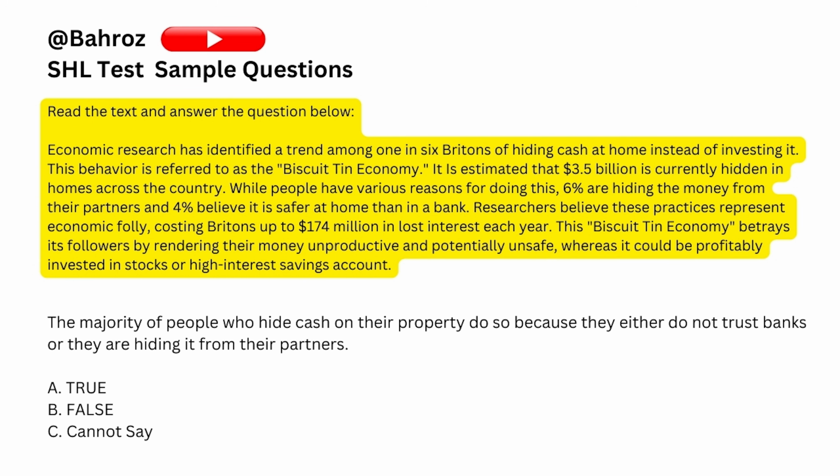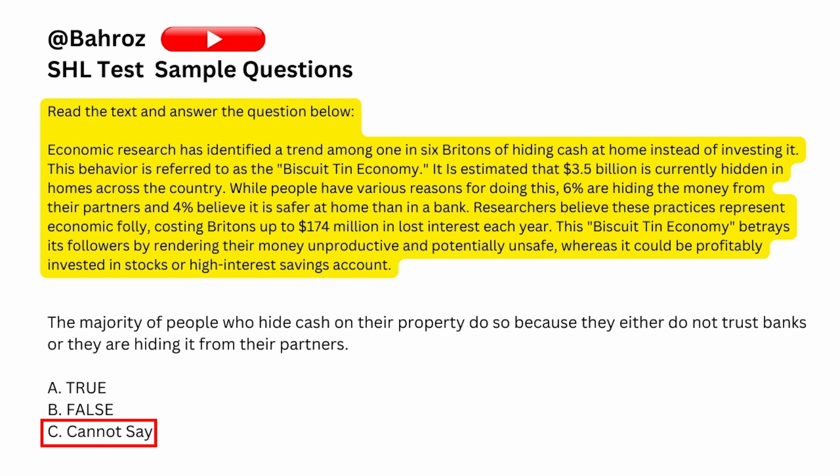Researchers believe these practices represent economic folly, costing Britons up to $174 million in lost interest each year. This biscuit tin economy betrays its followers by rendering their money unproductive and potentially unsafe, whereas it could be profitably invested in stocks or high-interest savings accounts. Statement: the majority of people who hide cash on their property do so because they either do not trust banks or they are hiding it from their partners.